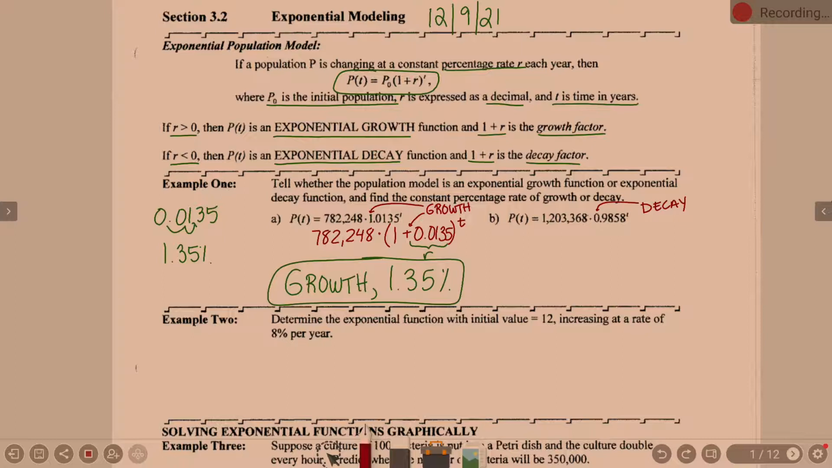And if it's less than 1, that means my growth or decay factor is 1 minus something, and thus a decay factor. So if I kind of rewrite this to put it in the form 1,203,368 times 1 minus something to the T. And right there, because I'm using minus, that tells me decay. What's that value that goes in there?